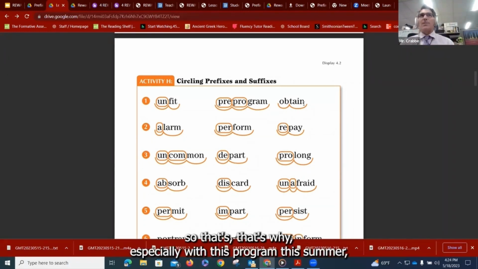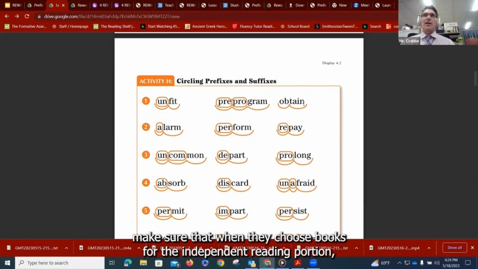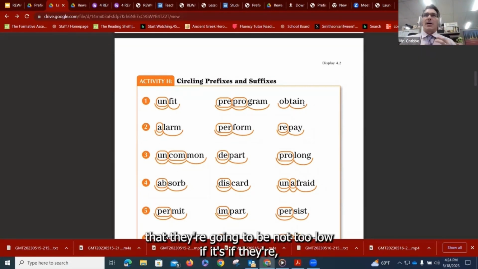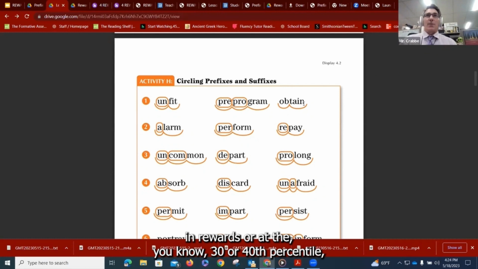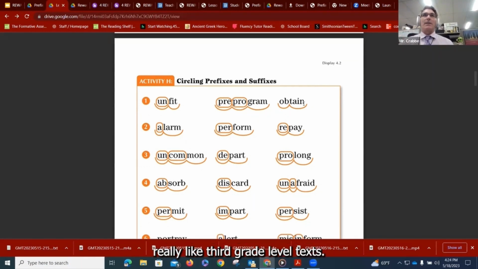So that's why, especially with this program this summer, make sure that when they choose books for the independent reading portion, they're really choosing books at the low reading level, but not too low. Some of these kids being placed in rewards are at the 30th or 40th percentile, so they might be at a higher level. But kids in the 10th percentile should be getting third grade level texts, or even second grade, depending upon the student.